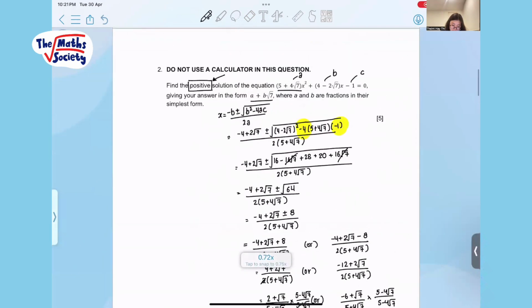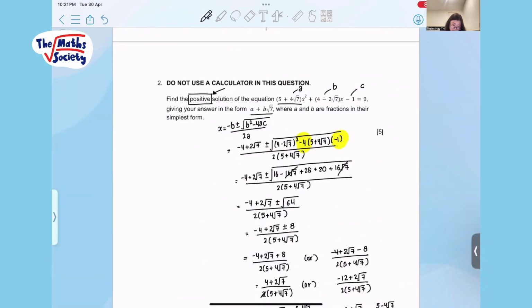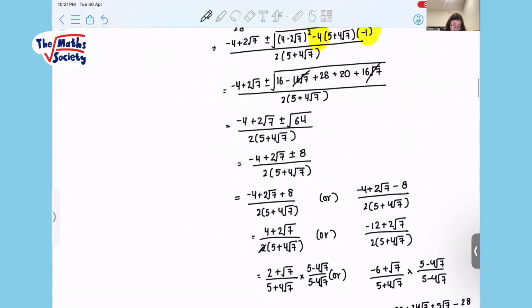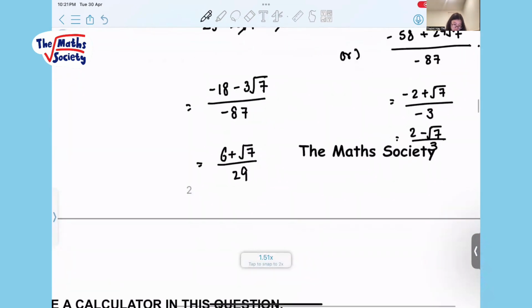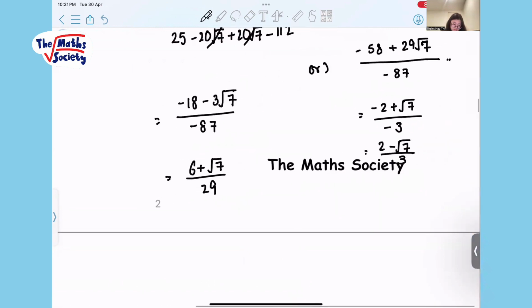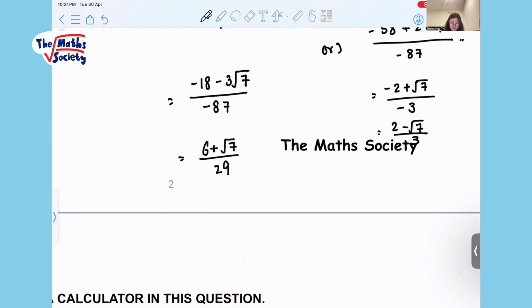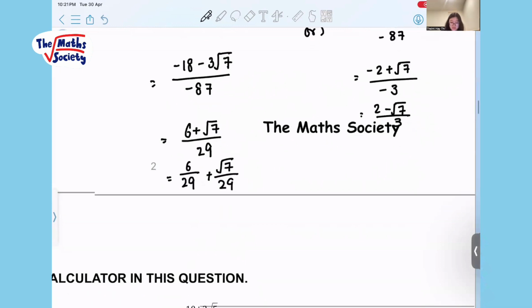And then they ask us to find the positive solution, right? So let's try to find the positive solution, which is if we find 6 plus root 7. Right, you're not allowed to use a calculator in this question, yeah? So if you cannot use a calculator, just divide it like this, 6 by 29 plus root 7 by 29. And because we know plus is going to be positive anyway.